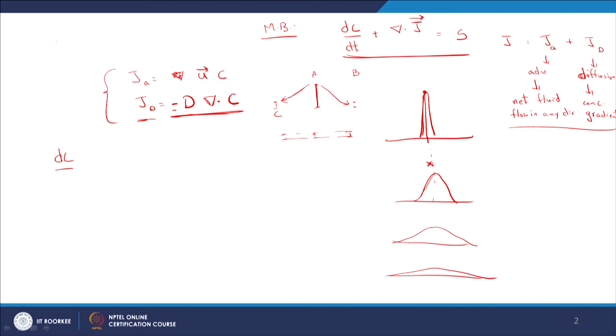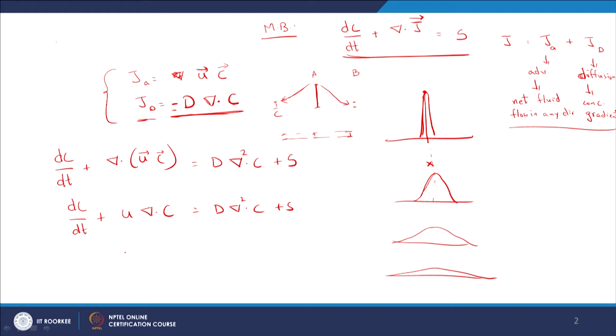So dC by dt plus the del product of C, let's say C is also a gradient here, is equal to D del square C plus sources and sinks, right? And if I assume that the velocity is constant, dC by dt plus u del dot C is equal to D del square C plus sources or sinks, right? And this is what we discussed.